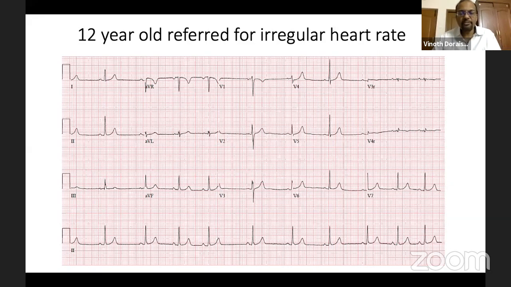So a 12-year-old referred for an irregular heart rate. So a general practitioner had seen this child and felt that the heart rate was irregular. So you can see clearly the heart rate is irregular. Here it is becoming fast, and here it is becoming slow, and again it is becoming fast. But this is called sinus arrhythmia, which is actually a normal phenomenon.